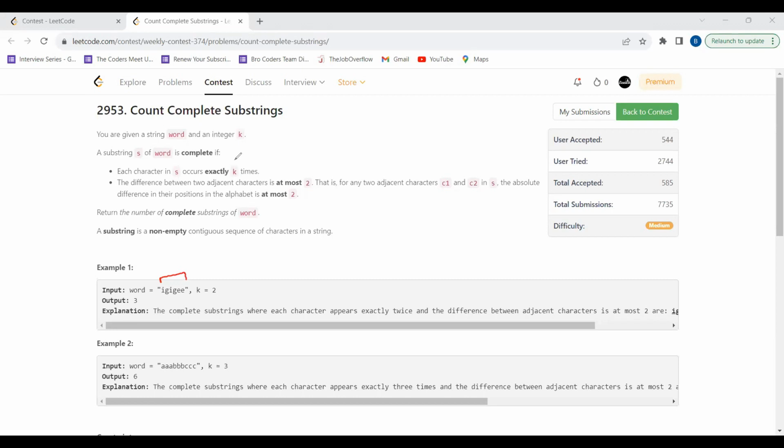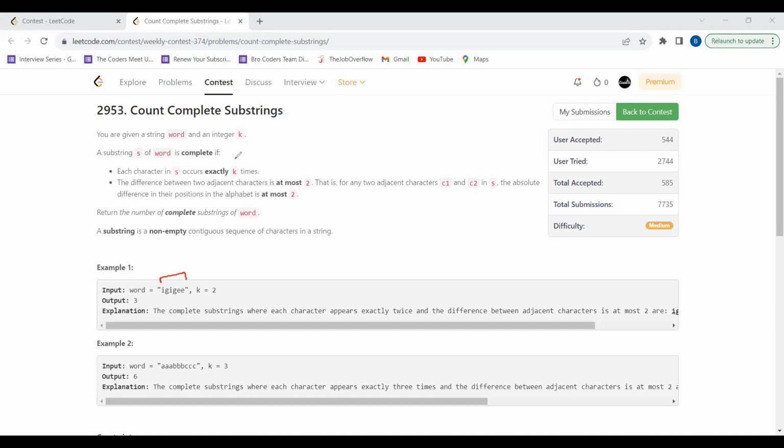Each character should occur exactly k times. You are given two things: a string, and an integer k. Every character in the string or any substring should occur exactly k times. Either it doesn't appear at all, or if it appears in the string, it should appear k times. And we are not concerned about the order in which they occur.